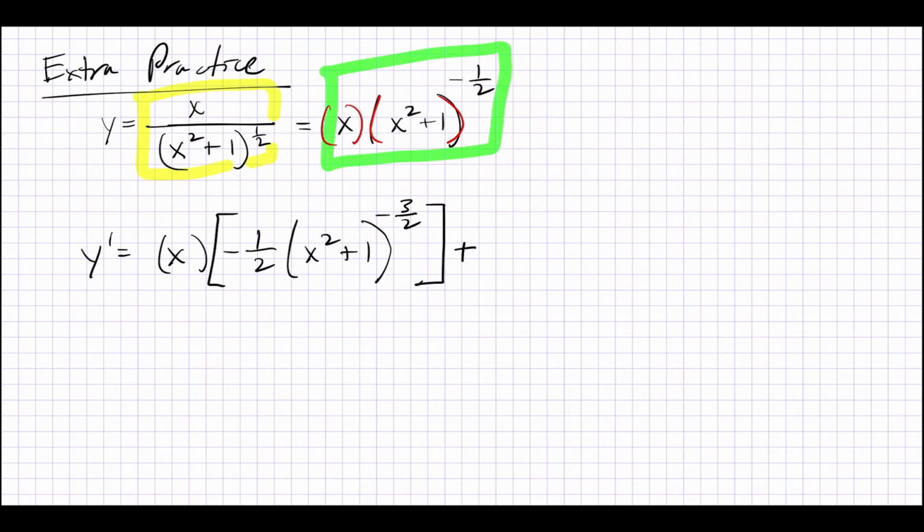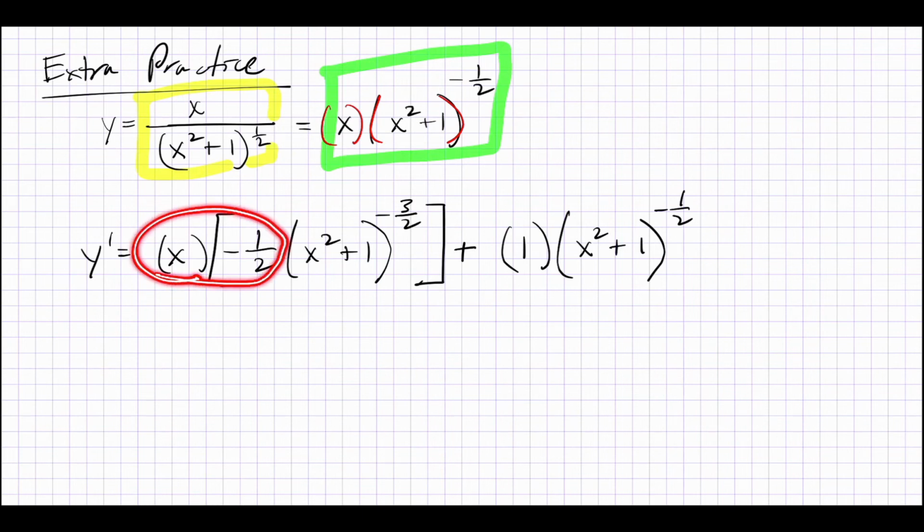Plus. Then the opposite. The derivative of the first, which is just 1, times the second, the way it is. Okay? That's technically the derivative. All right? Clean it up a little bit. So over here, multiply these two guys, so we get negative 1/2 x.